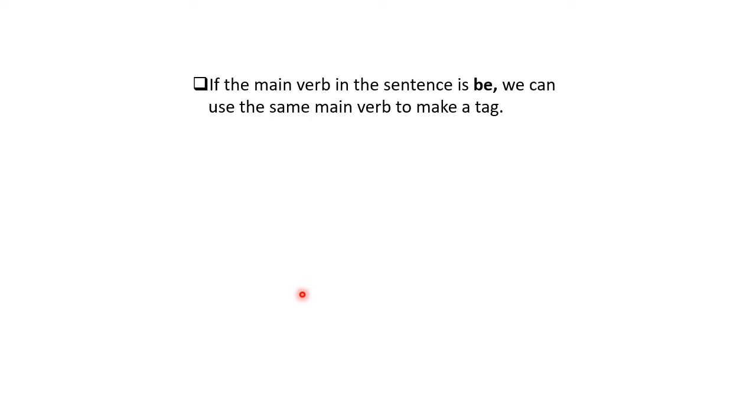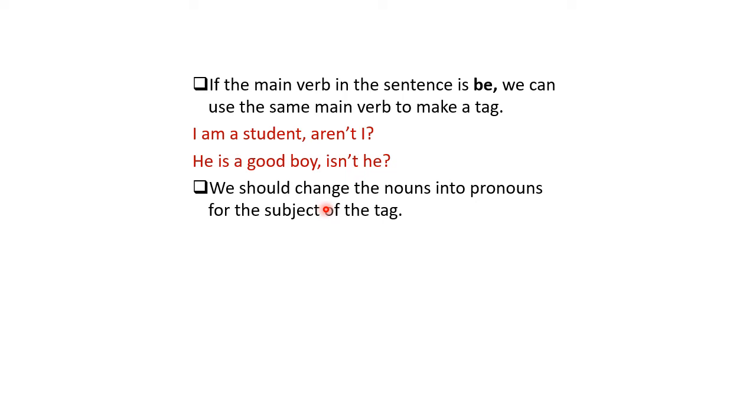Okay, this is quite easy. If the main verb in the sentence is be, we can use the same main verb to make a tag. In the sentence I am a student, this am is a main verb. Be verb sometimes comes as a main verb in such sentences, and even so, we can use this same be verb. I am a student, aren't I? Am plus not becomes aren't, okay. So next, he is a good boy, isn't he? We used this same main verb is in the tag question.